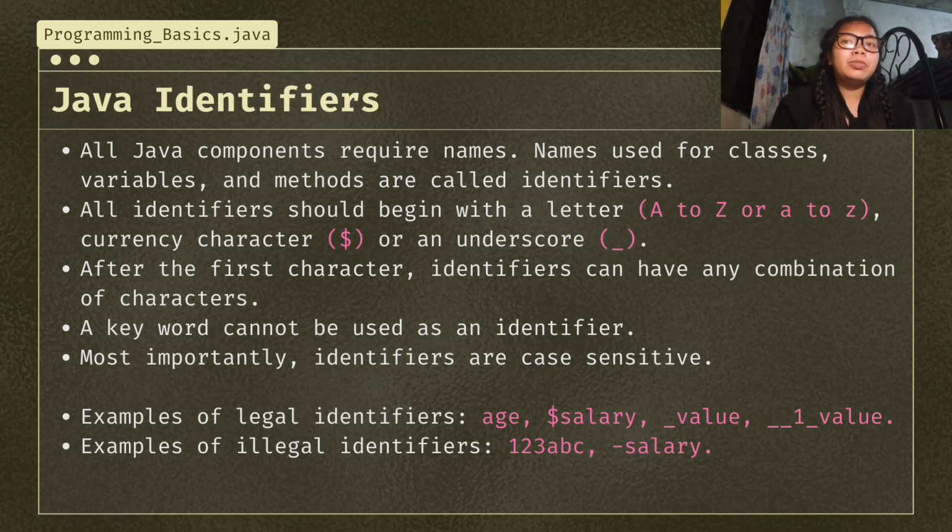And then, most importantly, identifiers are case-sensitive. Katulad nga ng sinabi ko kanina, ang Java programming is case-sensitive. So kahit anong words diyan, dapat tama ang iyong pinaglalagay. Ang isang pinaka-example nga dito kanina ay yung word na hello, yung isa na mayroong uppercase H and the one that has lowercase h. And makikita nyo din dito yung mga legal and illegal identifiers.